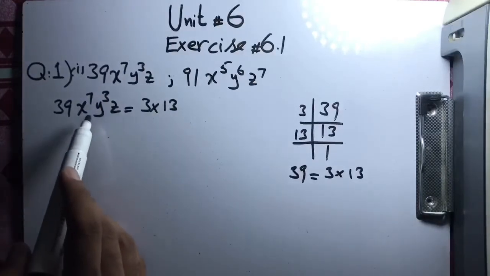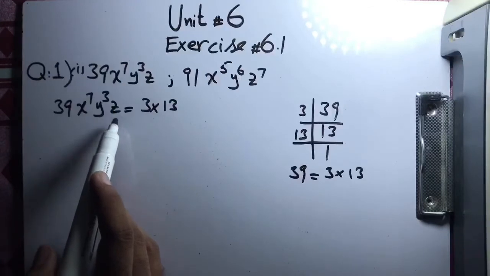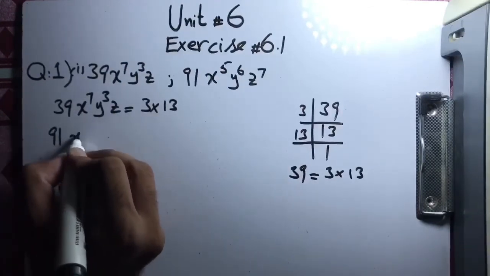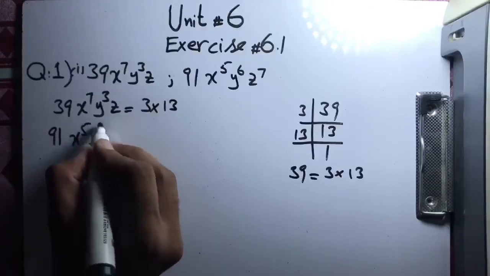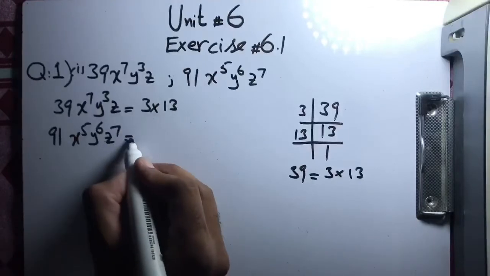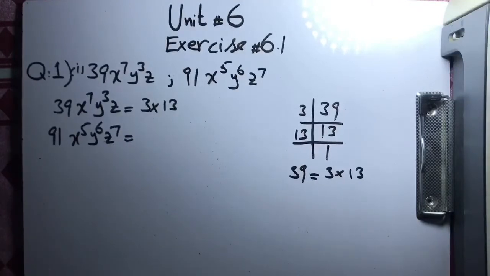Before writing x raised to power 7 y raised to power 3 and z, I write the second expression, that is 91 x raised to power 5 y raised to power 6 z raised to power 7. Now we take the factors of 91.